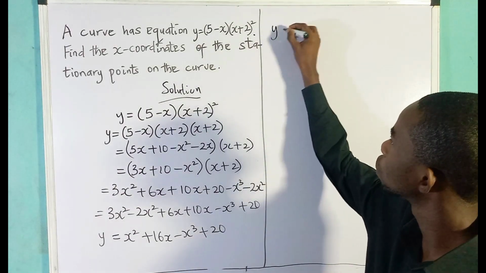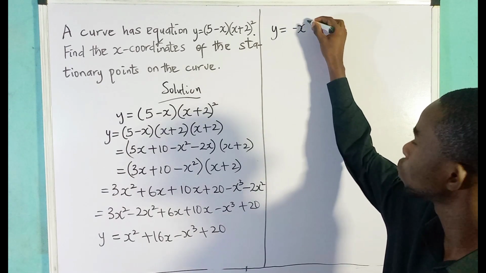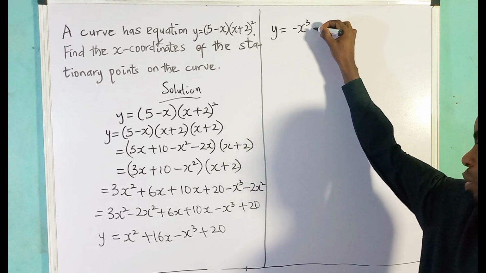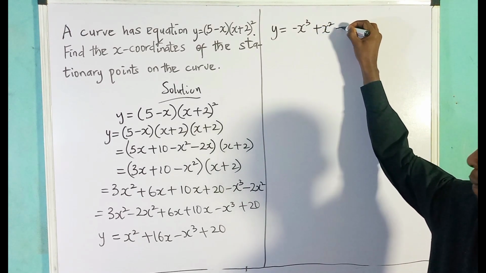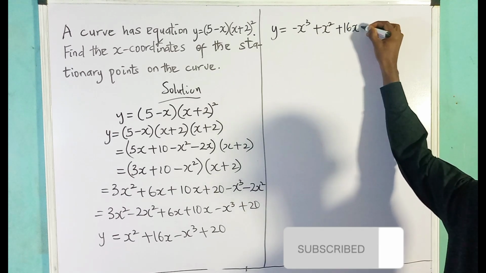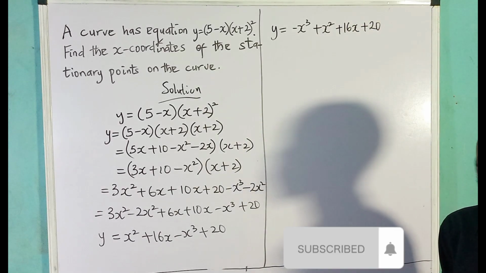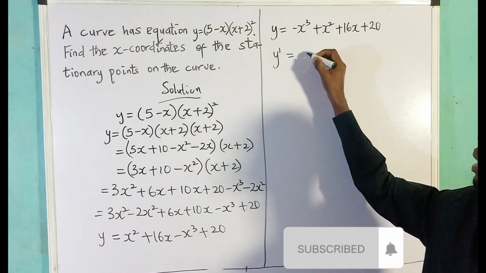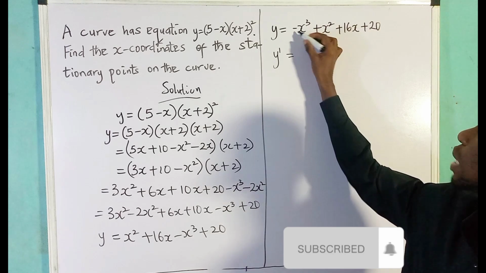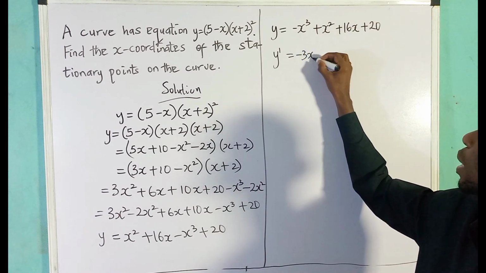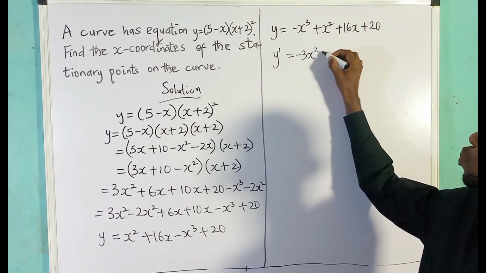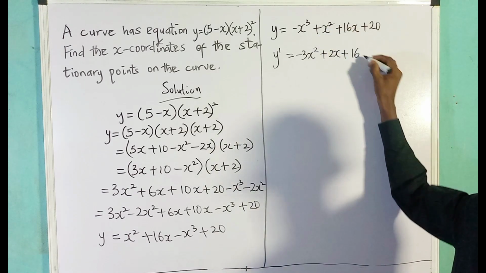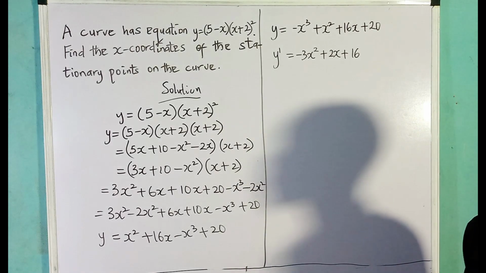So y should be equal to minus x cubed plus x squared plus 16x plus 20. Now let's take the derivative. It's called y prime, or dy/dx, and this is equal to minus 3x raised to the power 3 minus 1, which is 2, plus 2x plus 16. This is the derivative, right?